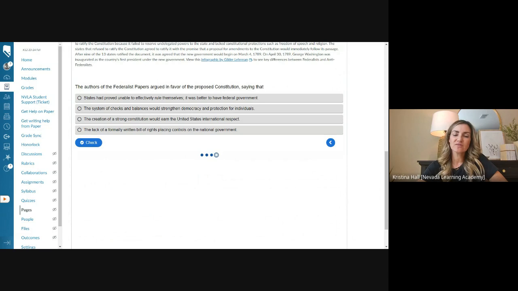The author of the Federalist Papers argued in favor of the proposed constitution, saying that basically the system of checks and balances would strengthen the democracy and protect the individual. So it's like it's going to do both. We're going to be stronger as a country because we have centralized leadership, but through the protections of the Bill of Rights and the checks and balances, that all three branches are equal and have different roles, it will protect us individuals from them overstepping too far.